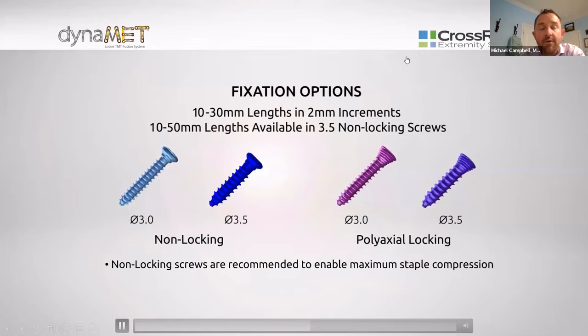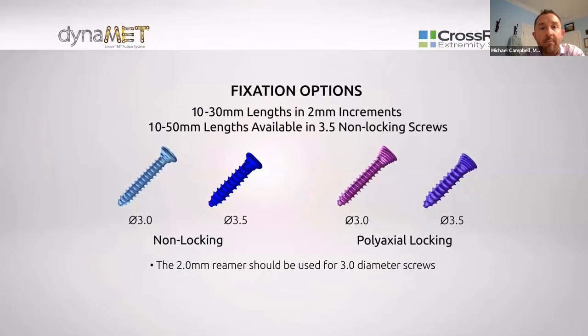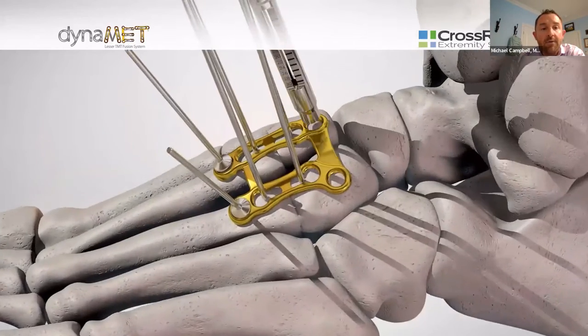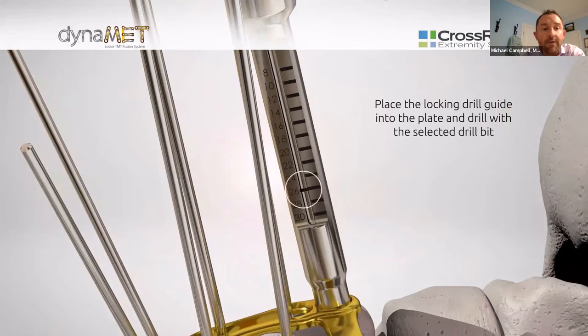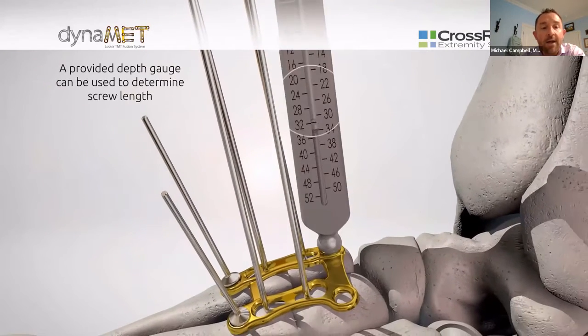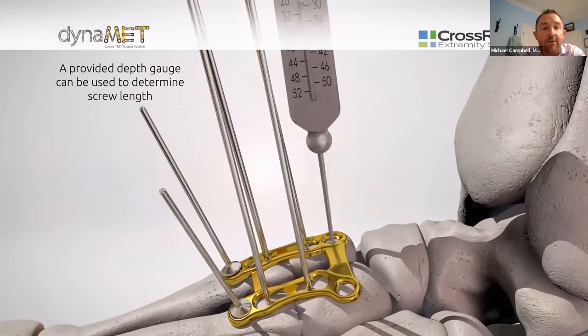For fixation, whenever you're doing staple compression plating, biomechanically, it's advantageous to use non-locking screws. You want to give the staple the ability to be able to move the bones and the plate slightly. So I almost always, unless the bone is exceptionally osteoporotic, try to use a non-locking screw.